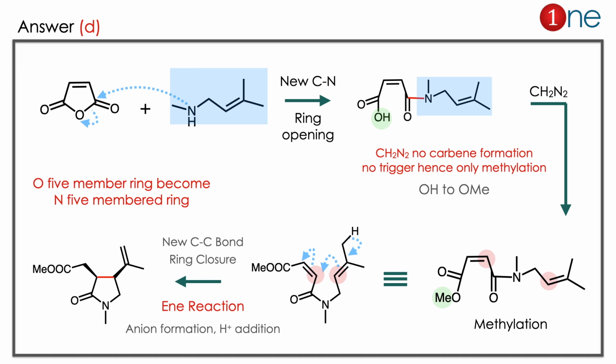Here you have to think of a continuous reaction, otherwise you cannot achieve it. Here you have to learn 3 things. Whenever you have a carbonyl and a nucleophile, always ring opening there. Then CH2N2, diazomethane, is not always involved in carbene formation. Here it is involved only in methyl formation, which is esterification. Then the ene reaction. The ene reaction is very important. If you have any diene system with hydrogen, you always think of the ene reaction. So the ene reaction occurs, you have ring closure with nitrogen. So the ring of O is converted into a ring of N.